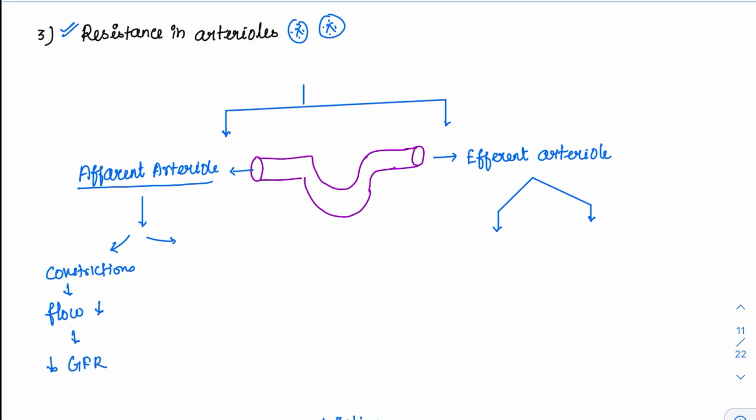It is very simple, because the afferent arteriole is the one which is supplying. If I constrict it here, what will happen? The flow itself will be decreased. So the GFR will be decreased.